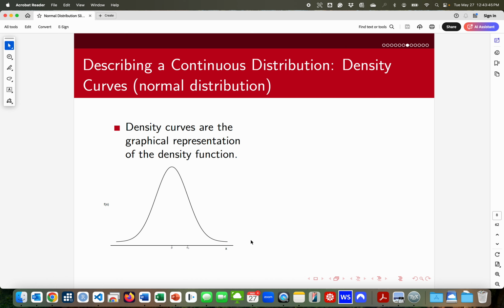If we change mu, the curve shifts to the right or to the left. If we change sigma, it gets flatter or wider. But all we're doing is describing that density function.